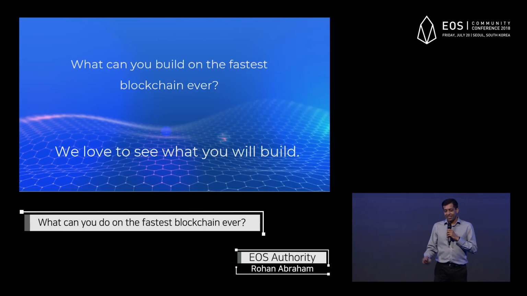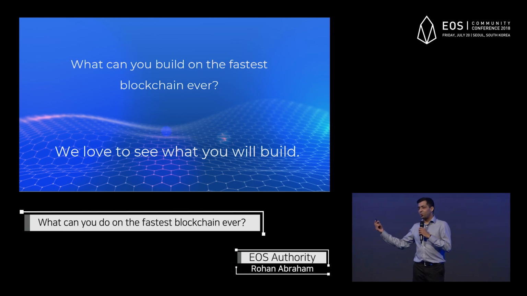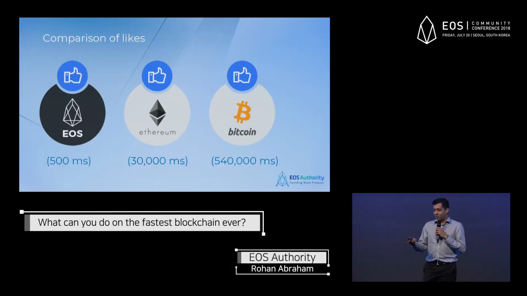So what can you build on the fastest blockchain ever? This is just using 2 of the features of EOS. You can mix and match a lot of the other features and create something really cool and amazing. We'd love to see what you will build. I'm pretty much good on time. This is about 9-10 minutes of talk, the time in which Bitcoin would come back with a transaction.